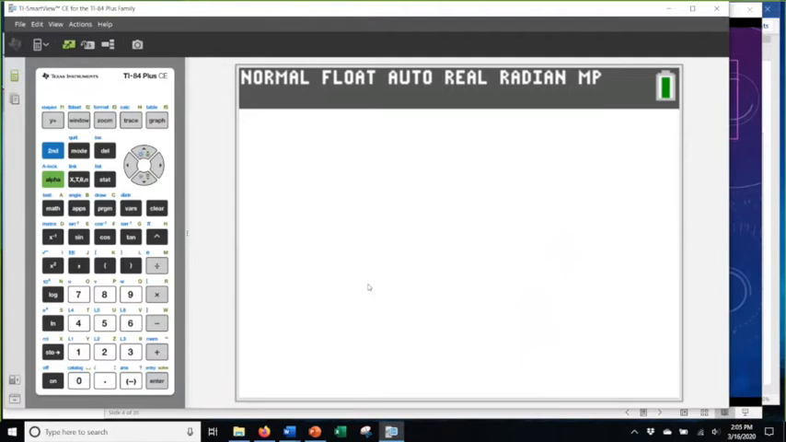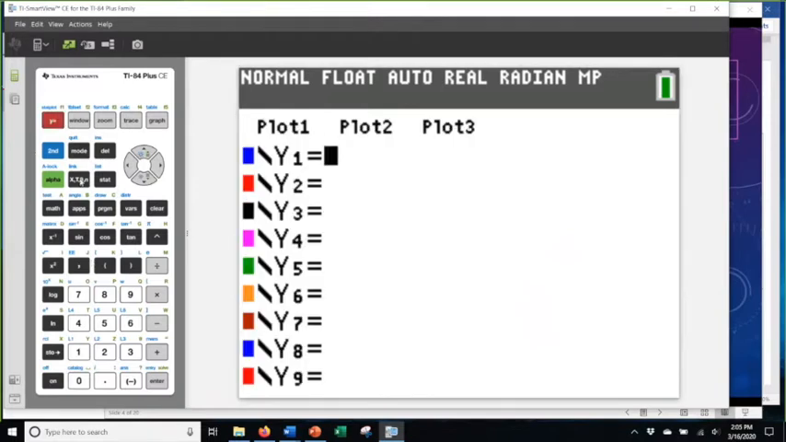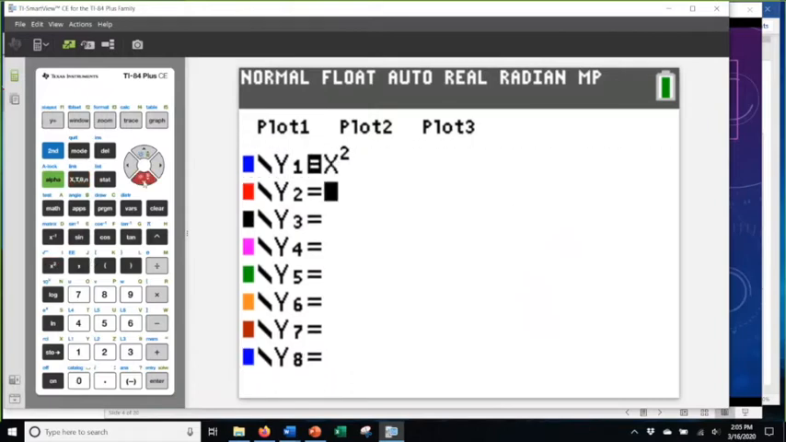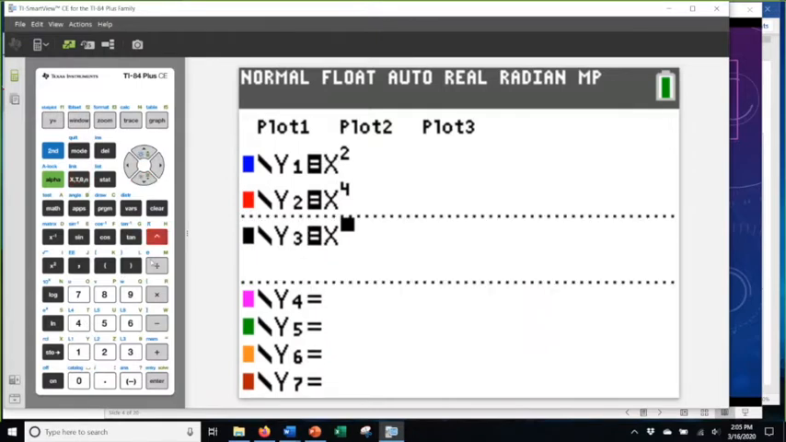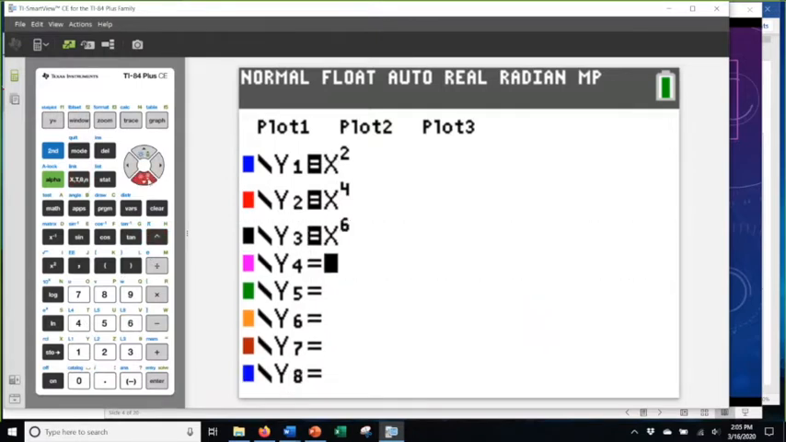So we're going to go to our TI-84 SmartView emulator, and let's take a look at x squared, x to the 4th, and x to the 6th. And this SmartView emulator projects the calculator to the class. It's a 90-day free trial if you want to download it from the Texas Instruments website.